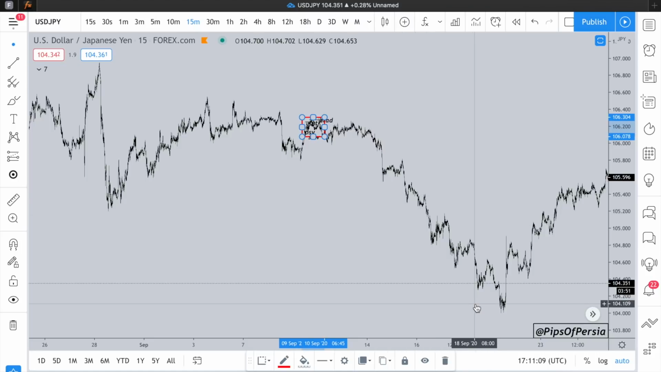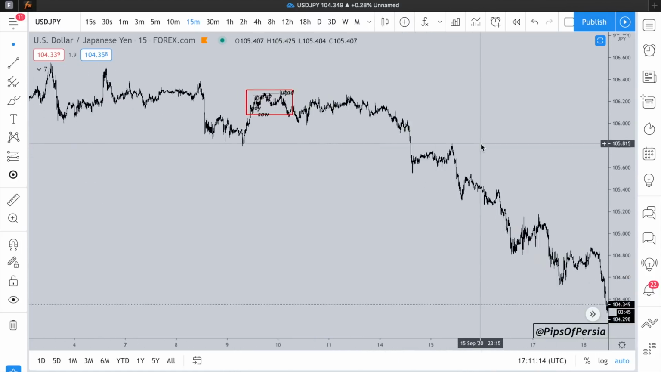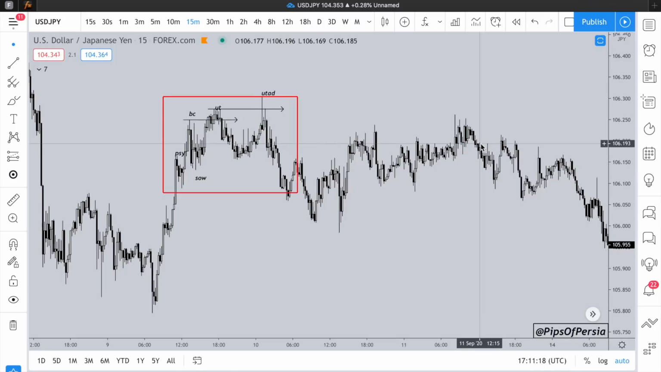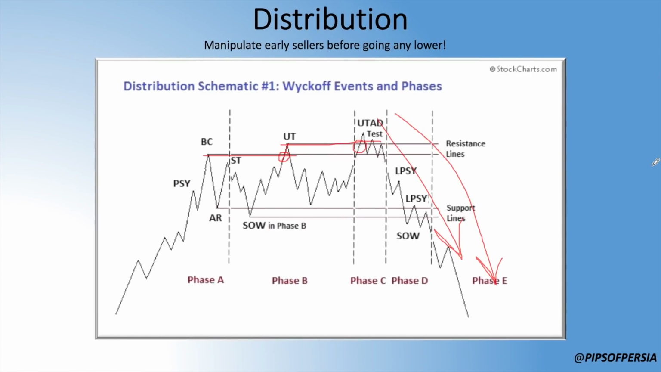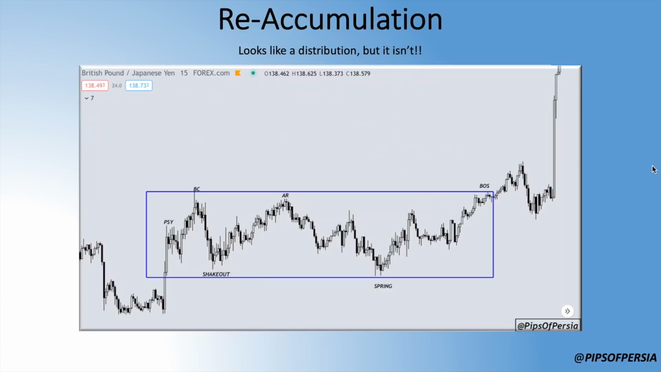As mentioned, if you want to see a more detailed breakdown of this distribution or accumulation, I would definitely recommend watching the USD JPY and the GBP USD video. But as of now, I'm going to skip past accumulation and distribution to speak a little bit about reaccumulation.